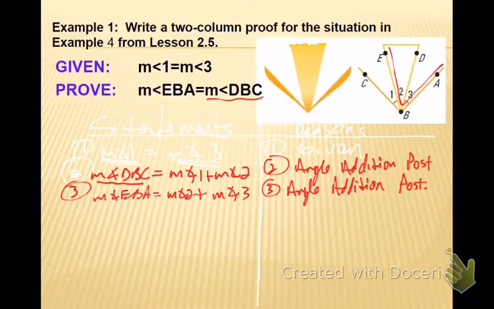Well, how about right here? If I do that, then I'll have the measure of angle EBA is equal to the measure of angle 2 plus the measure of angle 1. And that was just by substitution.